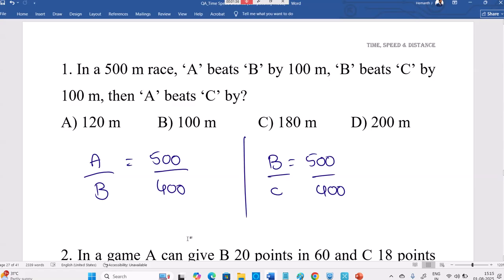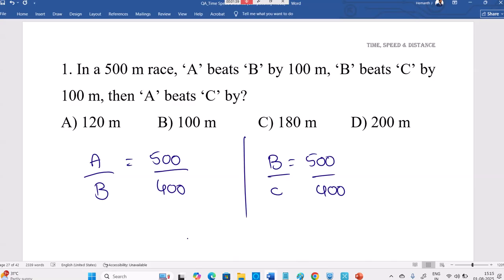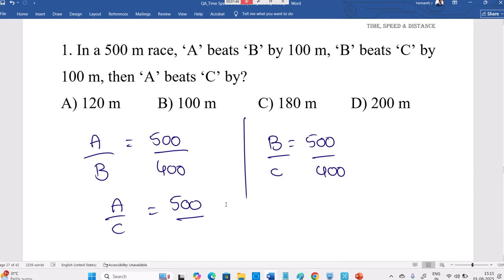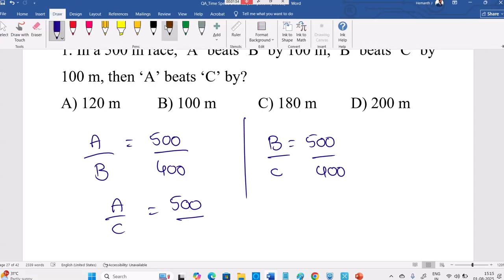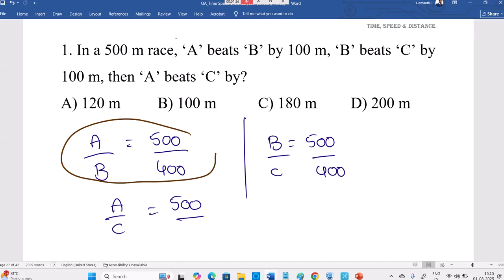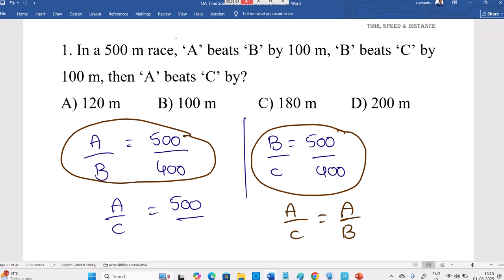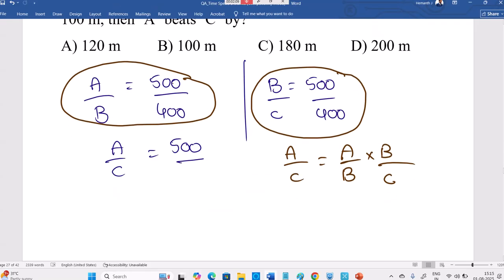Now the question: A beats C by what? Means A by C. In the sense, when A is 500, what is C's value? That is the question. Sir, it's not given directly in the question. Indirectly, you can observe A by B is already available, B by C is available. A by C is nothing but A by B into B by C: 500 divided by 400.